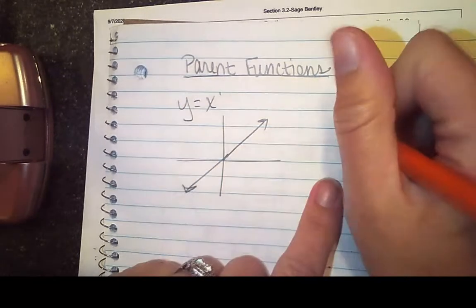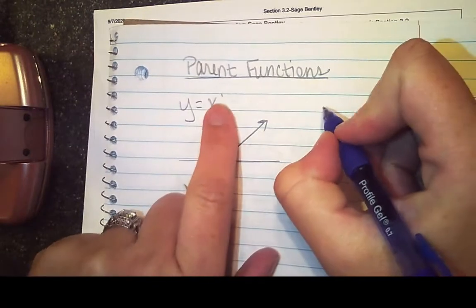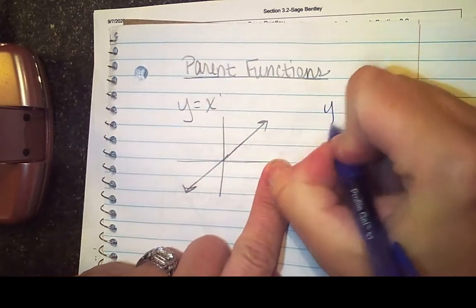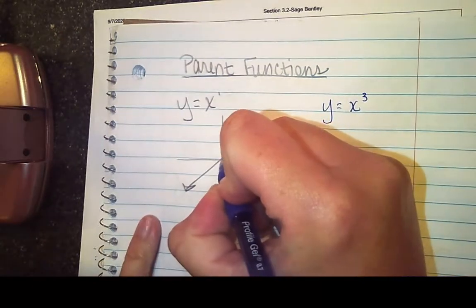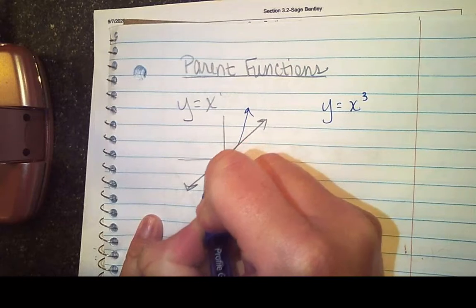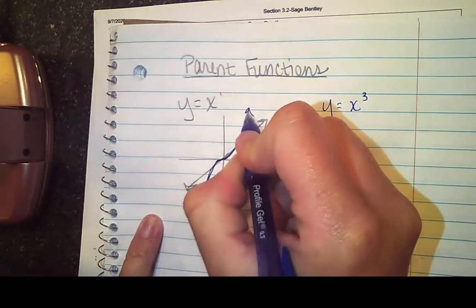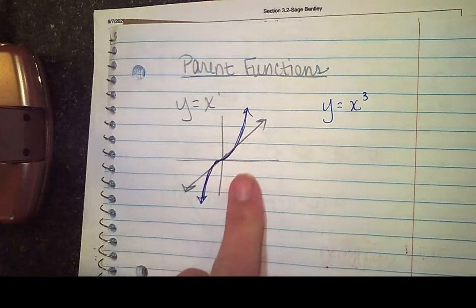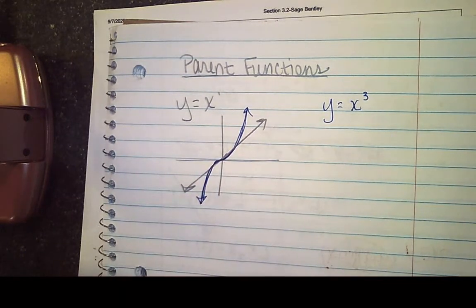So what happens if I increase my exponent? Since this is odd, I'm going to go with another odd one. So I've got y equals x to the third. And what's going to happen is that it becomes steeper and it flattens out a little bit around the origin. So that blue thing is what x to the third looks like.